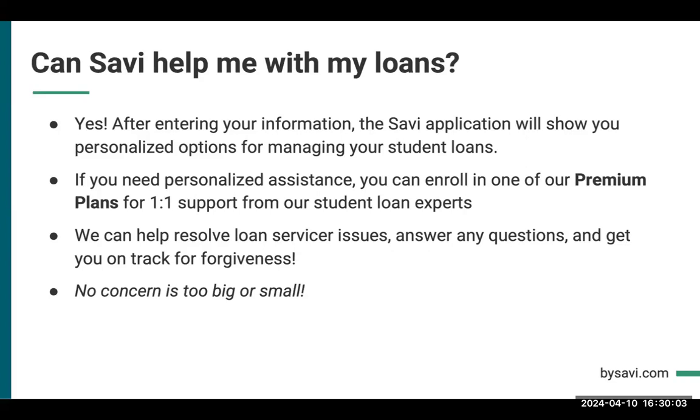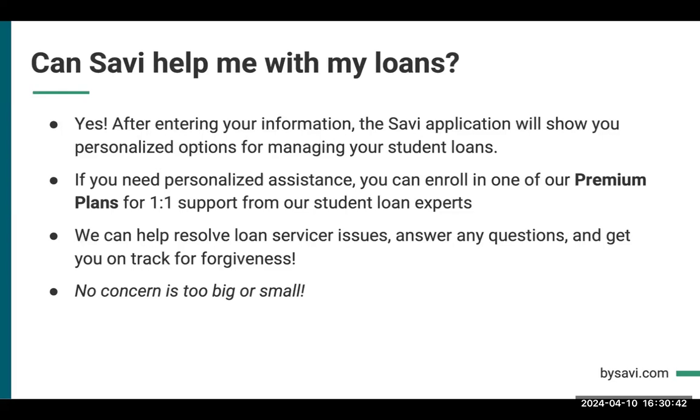And even if you do get someone on the phone, there's no guarantee that the information they're giving you is accurate or correct. I myself have been given wrong guidance, was forced into forbearances by my servicer Navient, and never even given the option to enroll in an income-driven repayment plan. So this is where Savi really steps in to make sure that you as a borrower are not only empowered, but protected when it comes to your student loans, and really making sure that you achieve the best outcome possible.